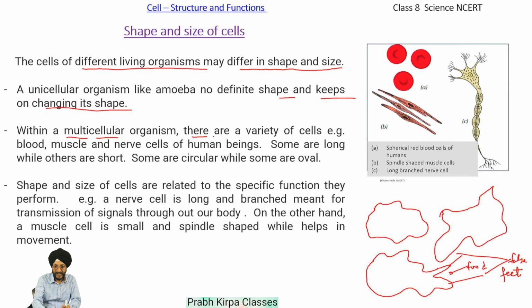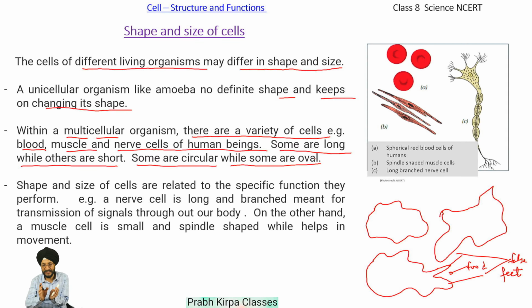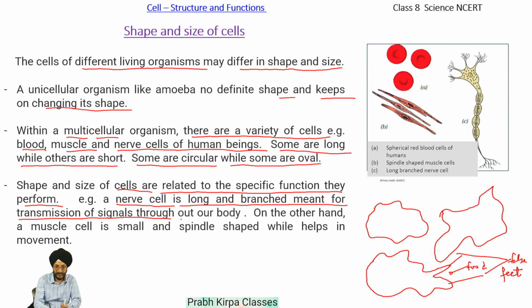There are a variety of cells. For example, blood, muscle and nerve cells of human beings. Some cells are long while others are short. Some are circular while the shape of some cells is oval. Shape and size of cells are related to the specific function they perform. For example, a nerve cell is long and branched, meant for transmission of signals throughout our body.